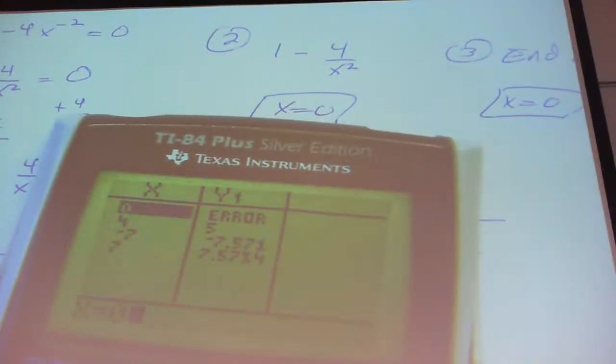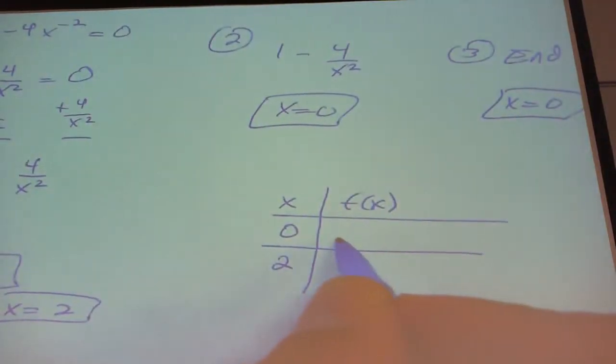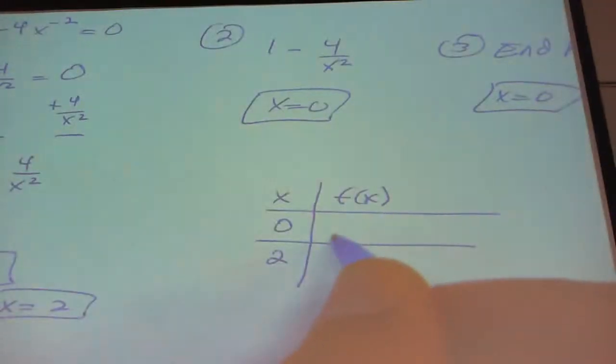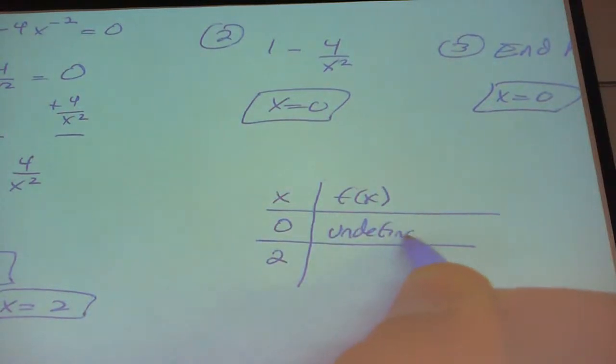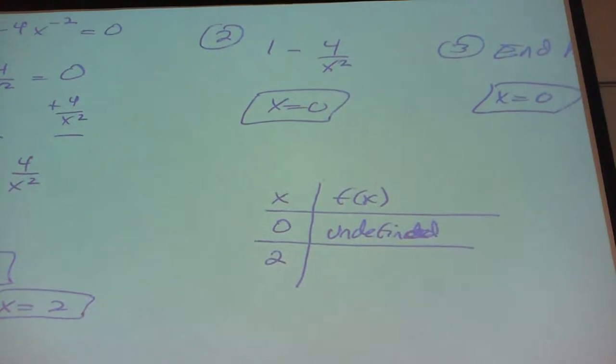When I plug in 0, I get error. We'll talk about that. When I plug in 2, I get 4. What does error really mean? Undefined. So as far as local max, local min, do I have any? No. Remember, these are possible extrema. It doesn't mean they are. But something weird's going on at 0, which could be undefined. It could be an asymptote. Something's going on at 0.